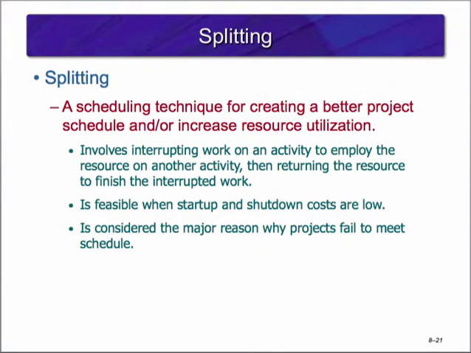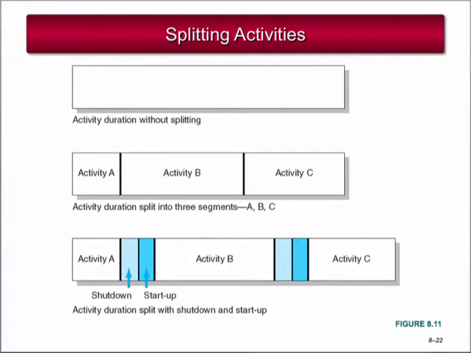Splitting is a scheduling technique used to obtain a better project schedule, but has a downside in that it can also increase resource utilization. It involves interrupting work on an activity to use the resource on another activity, then returning the resource to finish the interrupted work. This is possible only when startup and shutdown costs are low. However, it's also considered the major reason why projects fail to meet schedule objectives. Let's take a look at how splitting works.